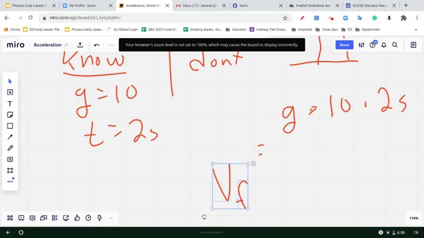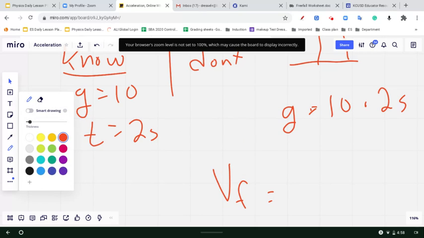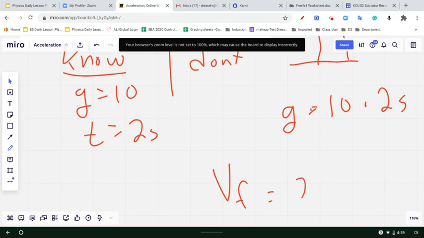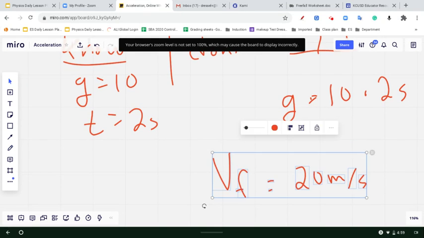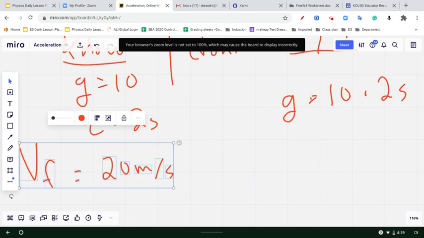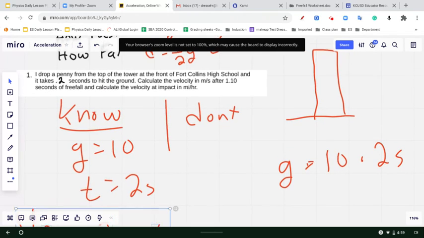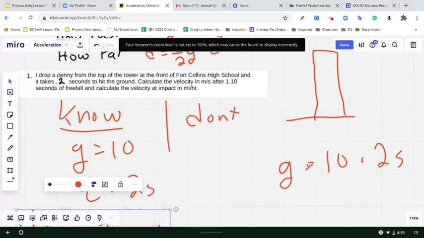I'm going to move that down here so I have a little bit more room. That penny is going to be going 20 meters per second right at the bottom, because it's telling me that it fell for 2 seconds. Now that we can calculate that, I'm going to move it over into the known category. Things that we don't know: we don't know how tall the tower is.